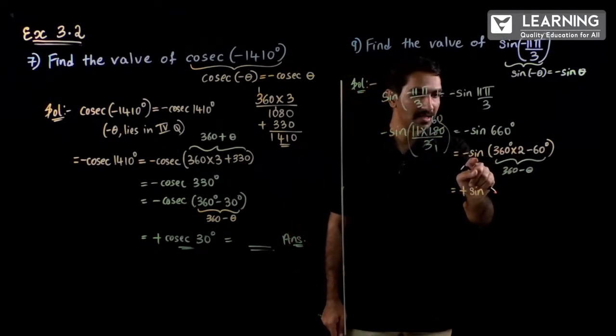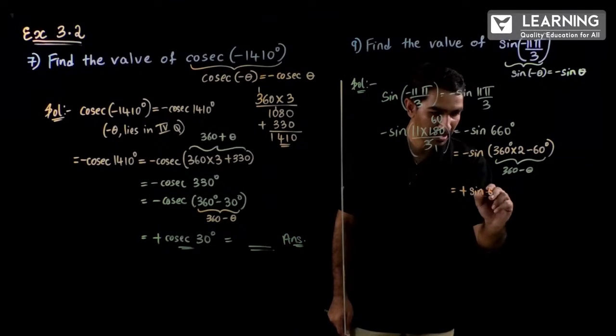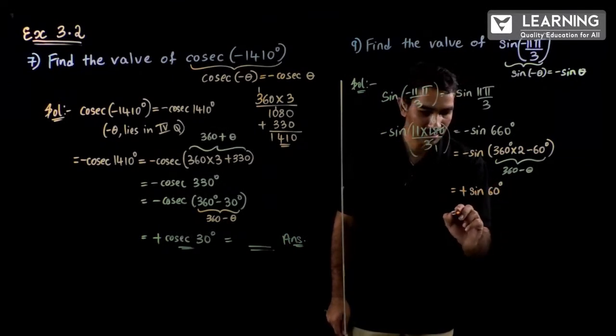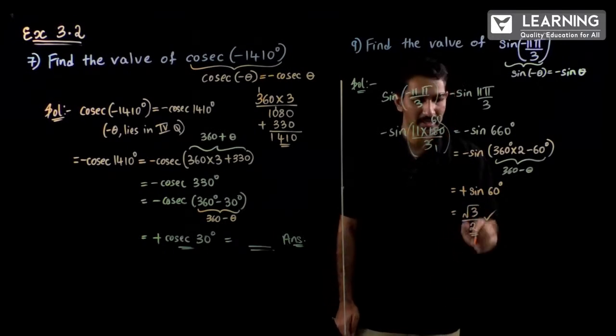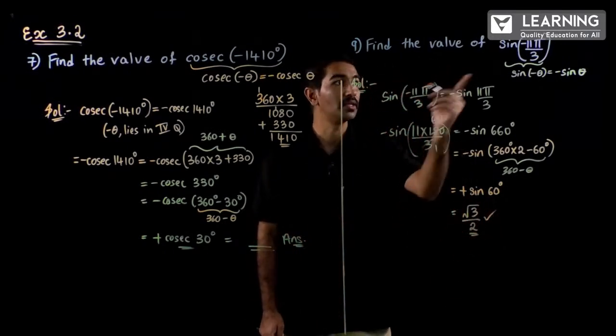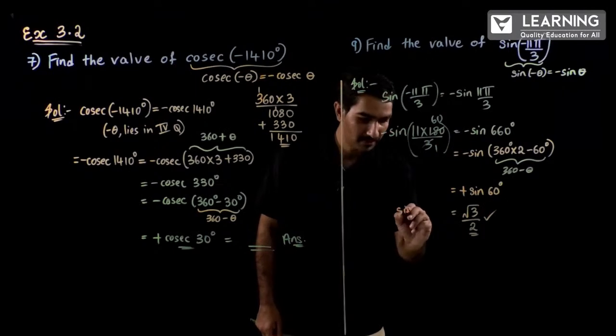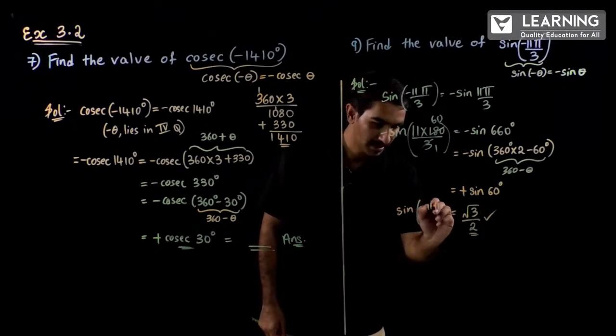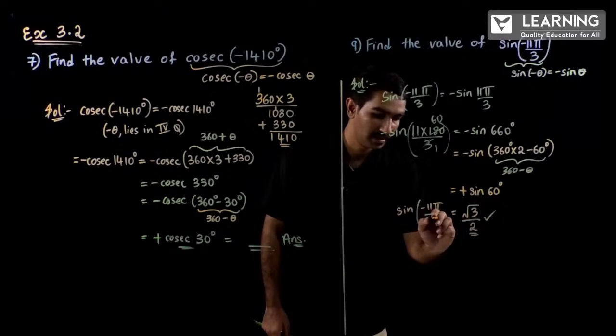360, the ratio will remain as it is. So only 60 degrees is remaining here. So what is sine 60 degrees? Plus root 3 by 2. So this will be your right answer. This is equal to what, students? This is equal to sine of minus 11 pi by 3.